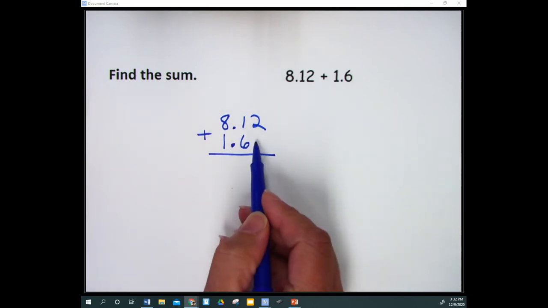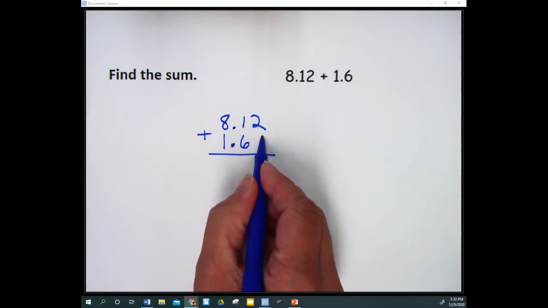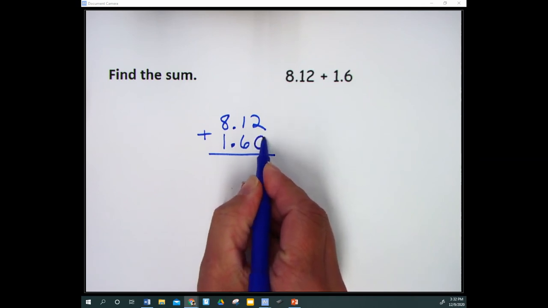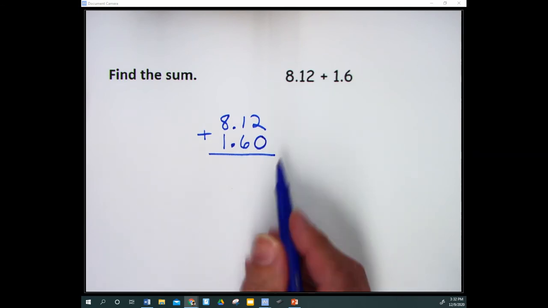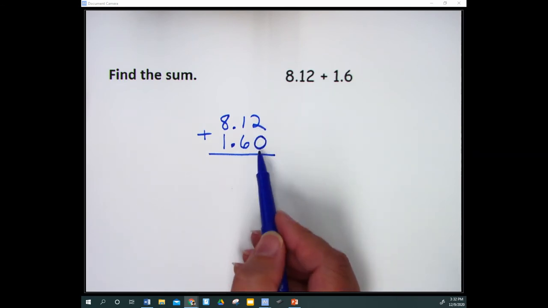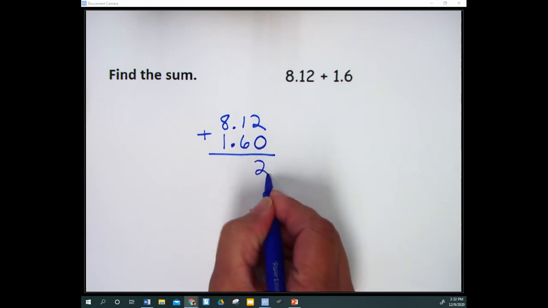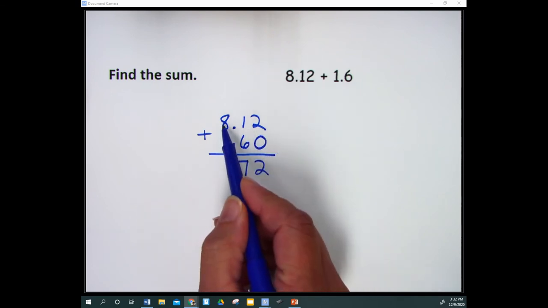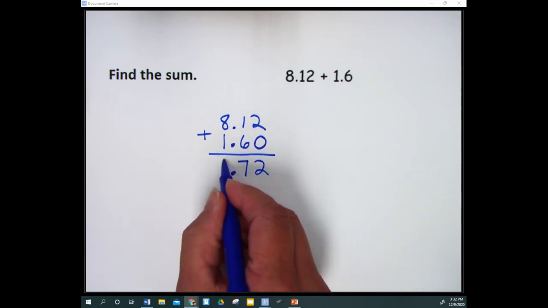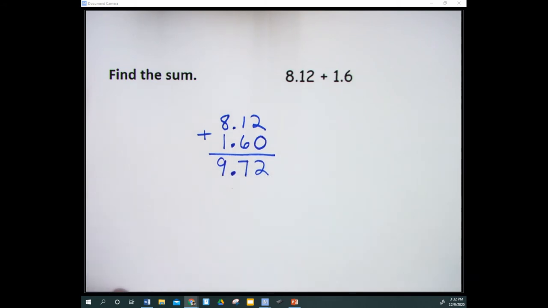Now you can put a 0 to the right of the 6 tenths in 1 and 6 tenths if you like to have the digits be the same number when you go out to the right of the decimal. 2 hundredths plus 0 hundredths would be 2 hundredths. 1 tenth plus 6 tenths would be 7 tenths. Need my decimal point. 8 ones plus 1 would be 9 ones. So our sum is 9 and 72 hundredths.